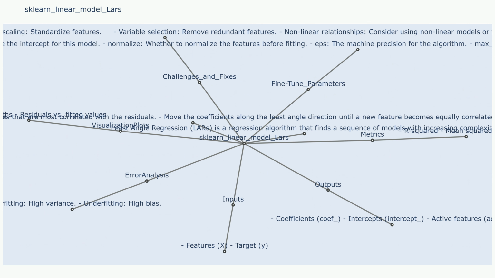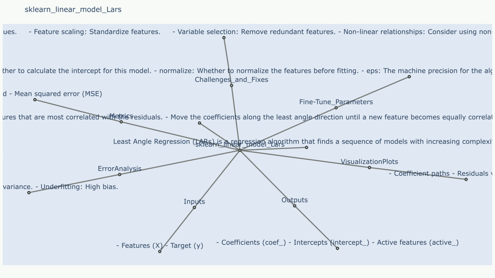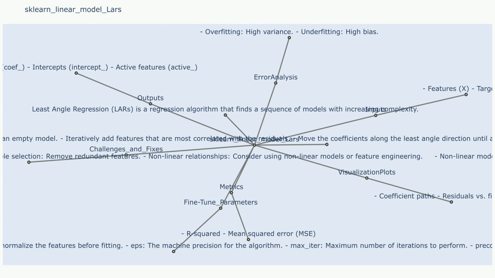Fine-tune parameters. Alpha. This parameter controls the strength of the L1 penalty. A higher value of alpha will result in a sparser model, with more features having coefficients of 0. Fit intercept. This parameter controls whether or not the model should include an intercept term. Normalize. This parameter controls whether or not the data should be normalized before fitting the model. Uncertainty methods. Confidence intervals. Confidence intervals can be used to estimate the uncertainty in the estimated coefficients. Bootstrapping. Bootstrapping can be used to estimate the uncertainty in the estimated model.